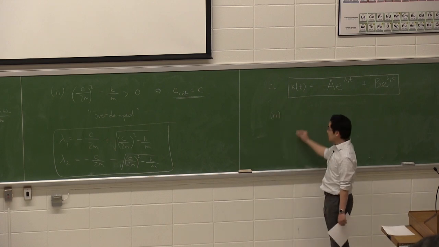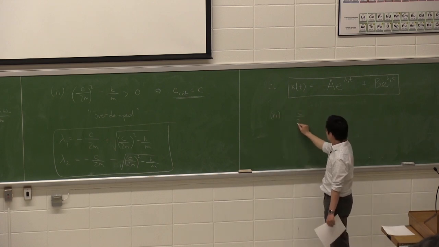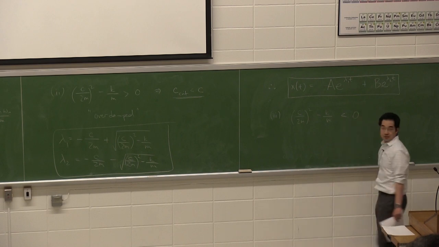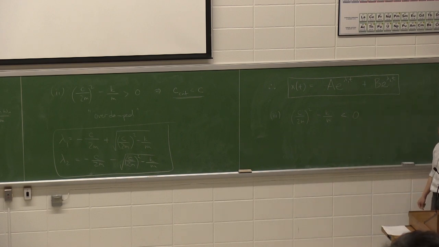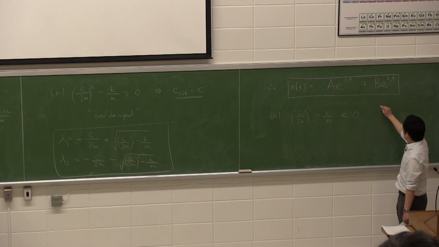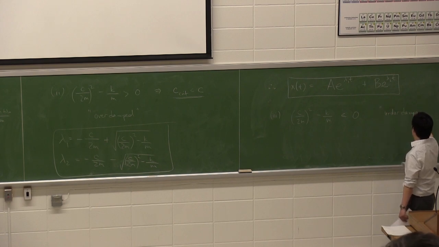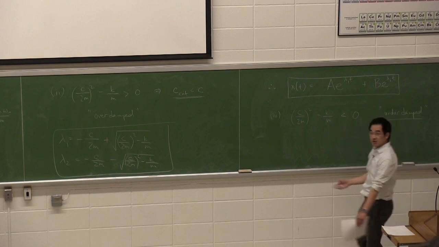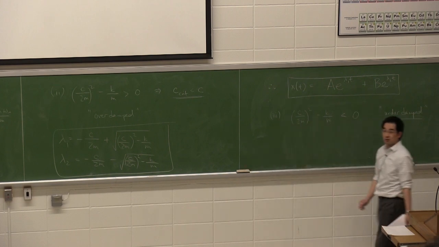So finally, on to our third scenario. C over 2m minus k over m less than 0. Okay? So this one is termed underdamped. And I want to show you in this particular case how the solution does come about, because it's probably the most interesting one that you'll see in terms of the final response.